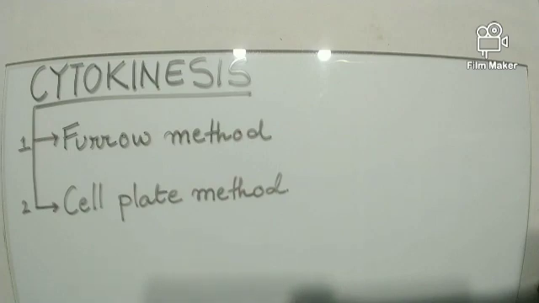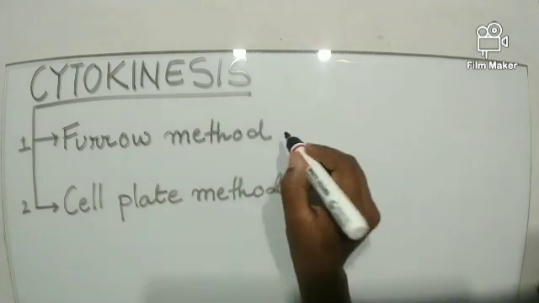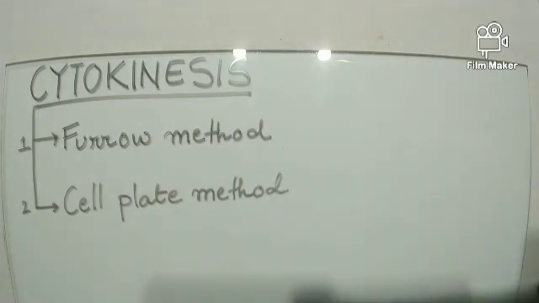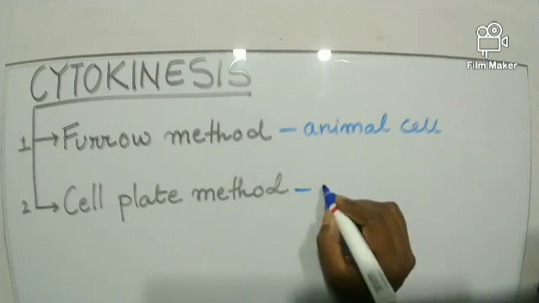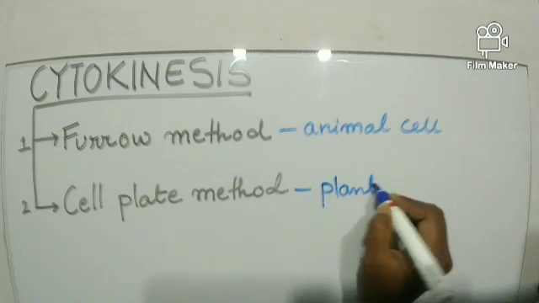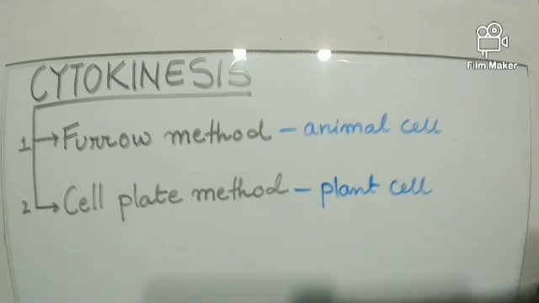So cytokinesis can occur through two methods. As you can see on the screen, there are two types. One is the furrow method and the other is the cell plate method. This furrow method can be seen in animal cells and the cell plate method can be observed in plant cells. So let us quickly discuss how the furrow method takes place and how the cell plate method takes place.